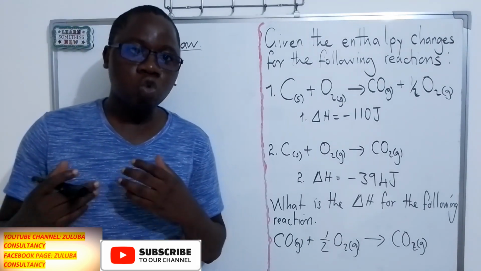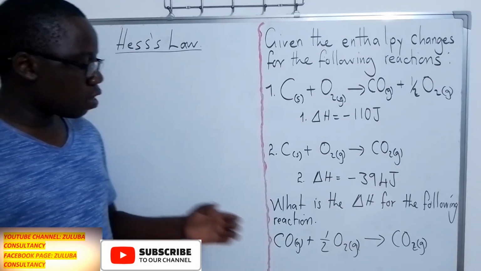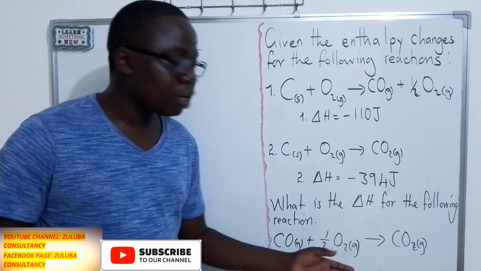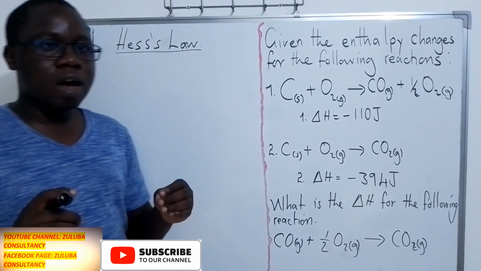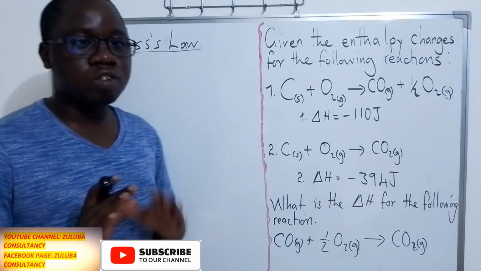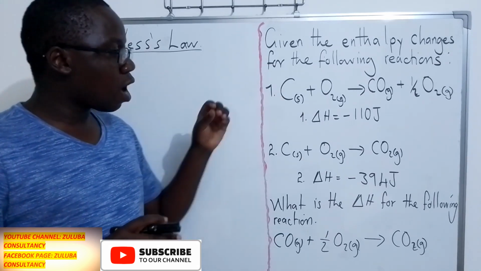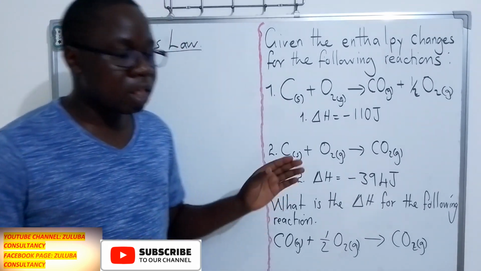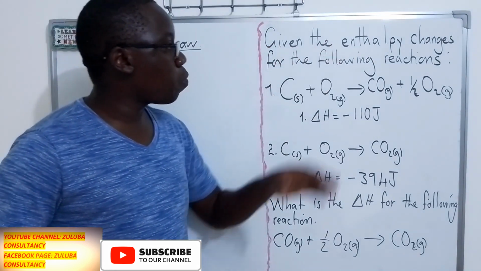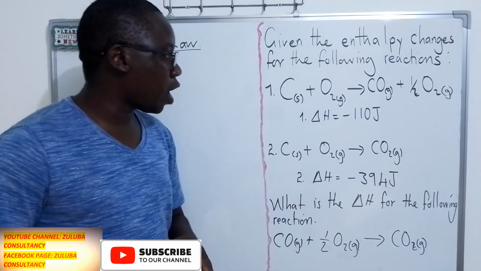Hess's law helps us to understand that the enthalpy change of the overall reaction is equal to the sum of the enthalpy changes of individual steps. So let's see how we apply that knowledge in this video. The question reads, given the enthalpy changes for the following reactions.